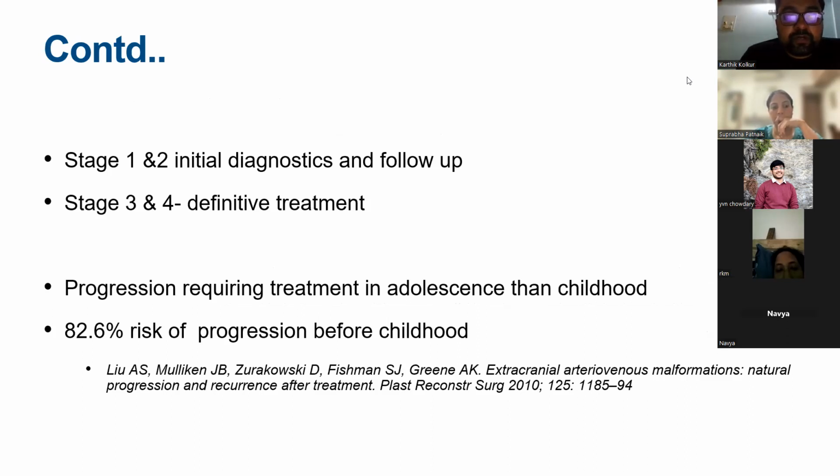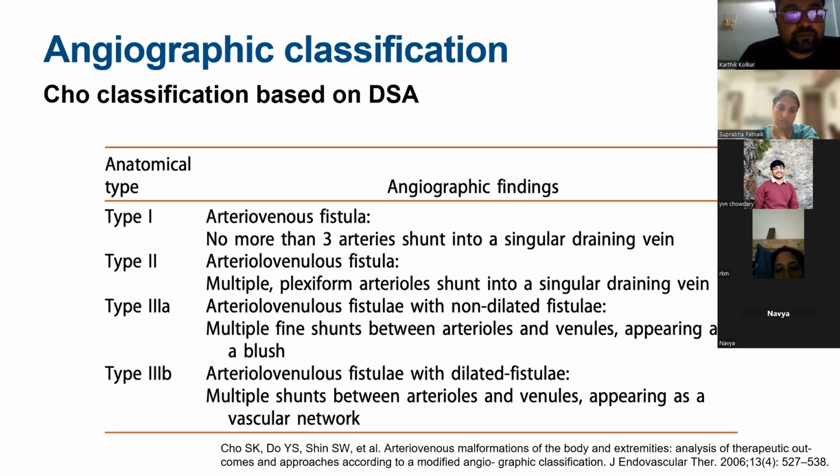So always you have to look for the progression in this AV malformation. They require treatment usually in adolescence rather than childhood, and there is a risk of progression before childhood also. There is an 82.6% risk of progression before childhood. So basically you have to monitor this child long term. There is something called the Cho classification based on the DSA, which is an angiographic classification, where you have type 1, 2, 3, and 3A and 3B based upon the angiographic findings.